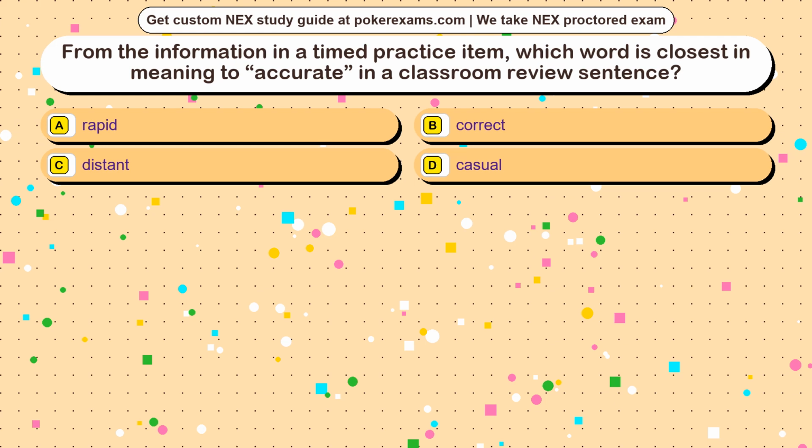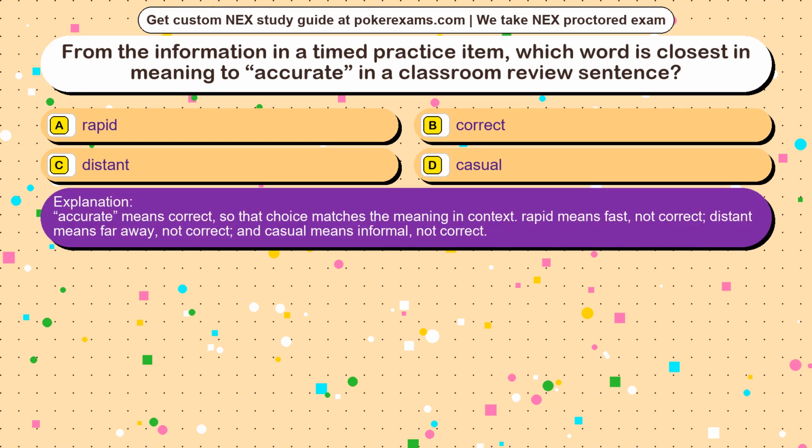The correct answer is option. Accurate means correct, so that choice matches the meaning in context. Rapid means fast, not correct. Distant means far away, not correct. And casual means informal, not correct.